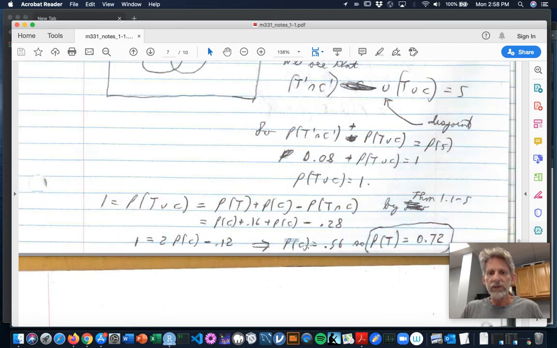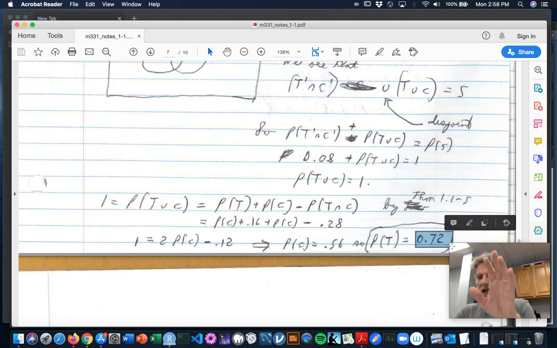And we get that P of C is 0.53, not 0.56. Okay, it's 0.53. That's P of C is 0.53. Add 16% to that, and we get to 69%. So P of T is 69%, not 72%.